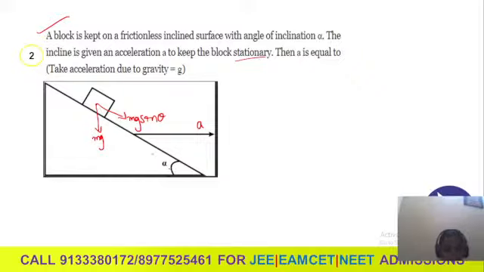But with respect to the incline, opposite to this, pseudo force will act on the block, that is MA, which is in the opposite direction of the real acceleration. And now it is making an angle theta with the incline. So this pseudo force resolves into components, MA cos theta. Now the incline is given an acceleration A to keep the block stationary. So these are the forces acting on the block along the incline. If these two forces are balanced, then it will be at rest. So we can write MA cos theta should be balanced by mg sin theta.